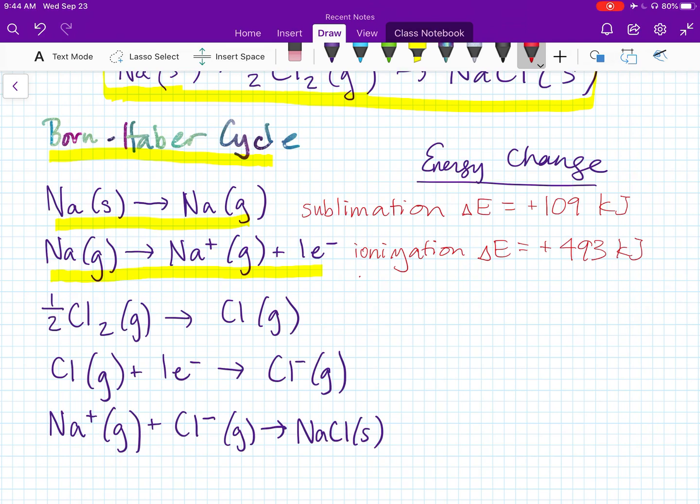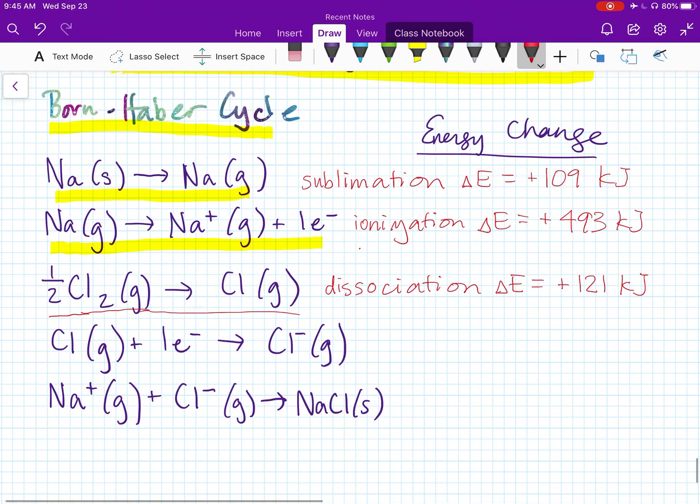We also have the diatomic chlorine molecule. In this reaction, I am ripping that molecule apart. I am breaking the bond between the chlorine atoms, so I have just chlorine all by itself. Breaking a bond is also known as dissociation. Dissociation literally means breaking a bond, and it requires energy to break a bond. So this is also a positive value, 121 kilojoules are required to break that bond.